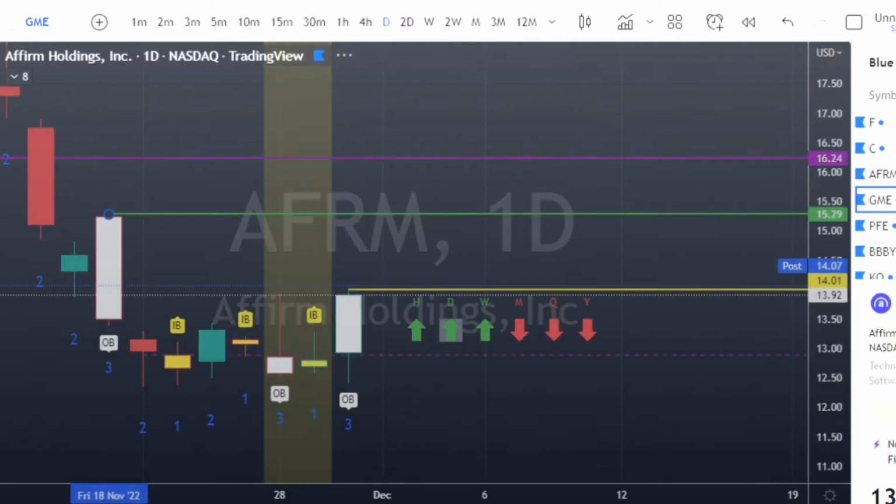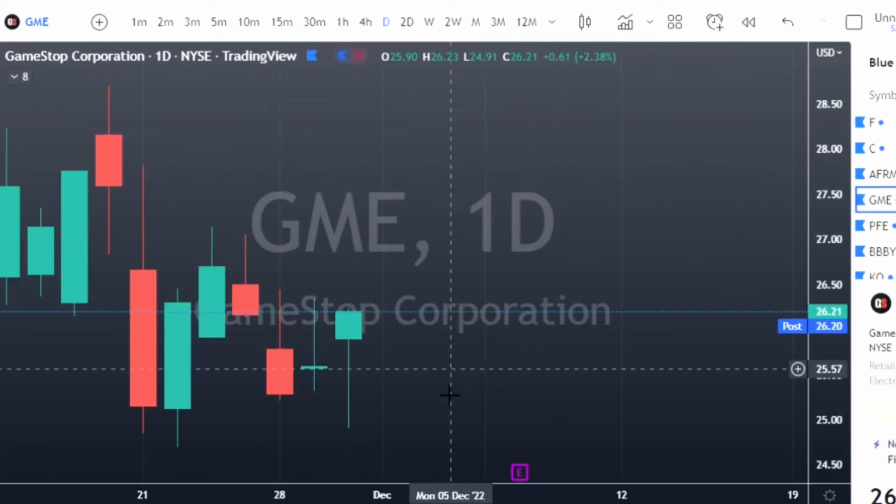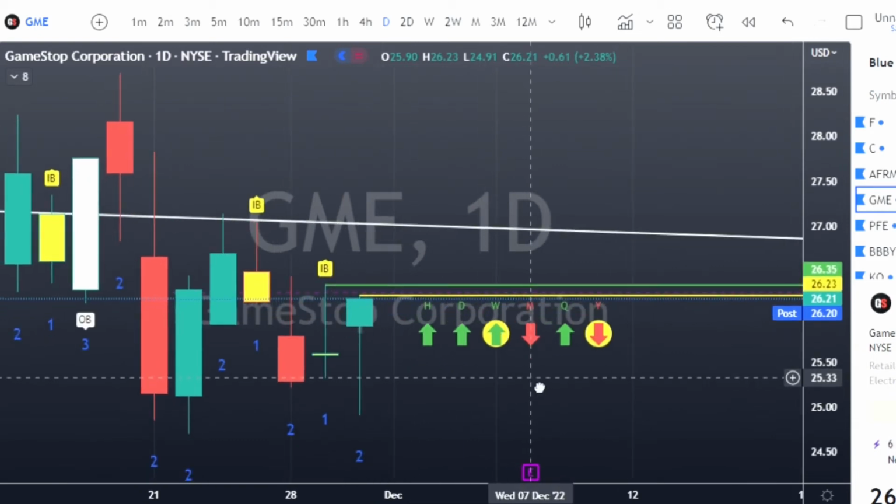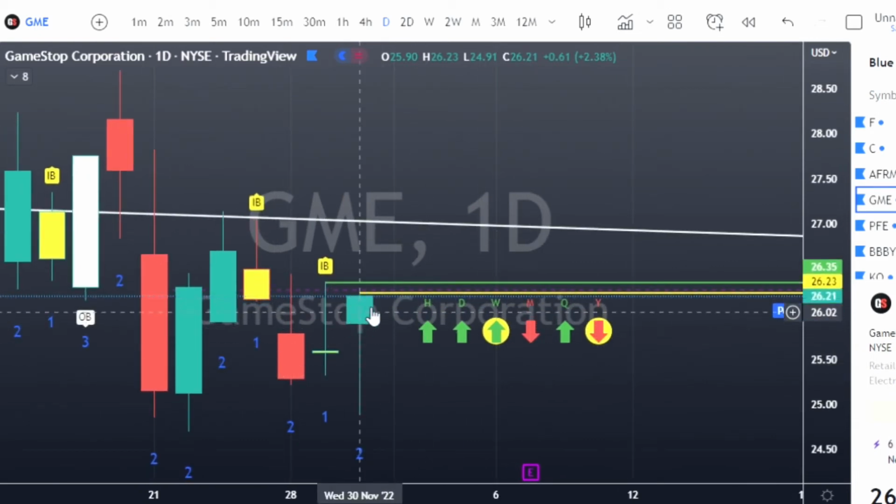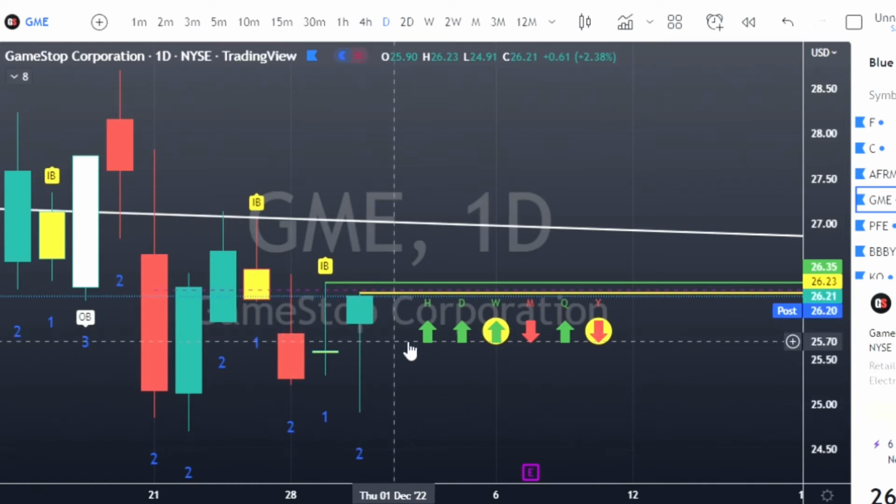Okay, so we'll move on to GME. So here's one that's not an outside bar, but it is a hammer candle. So we have this body and we have this big long wick, and it's a 2 down that finish green. And when we have those 2 downs that finish green, there was a conversation on Twitter about this. One of our members asked about if this candle was a red or a green, doesn't matter.